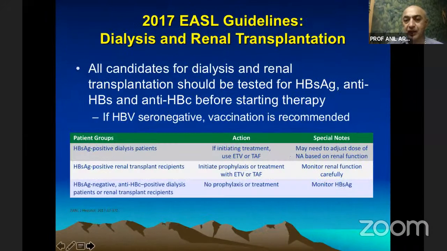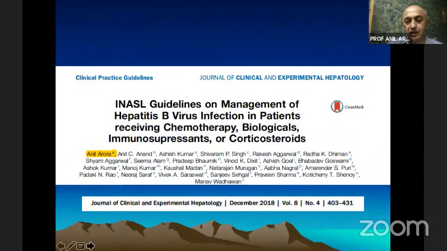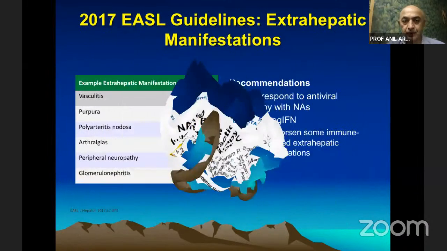In patients who are on dialysis and have renal diseases, as I said, we have to tailor the doses of TDF, whereas with TAF, you can continue the same dose till a creatinine clearance of about 15 ml per minute. Again, we published our guidelines on management of hepatitis B in patients on chemotherapy and those who are taking immunosuppressants, including drugs for rheumatoid arthritis or corticosteroids. These are again available for ready reference in the recently published articles.